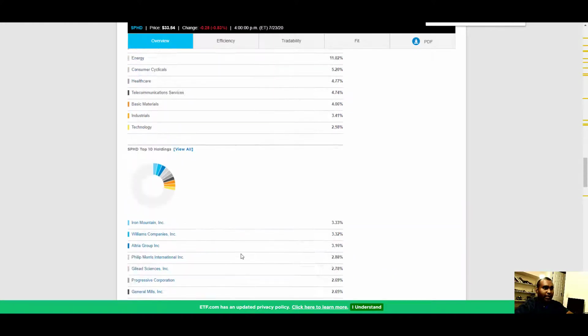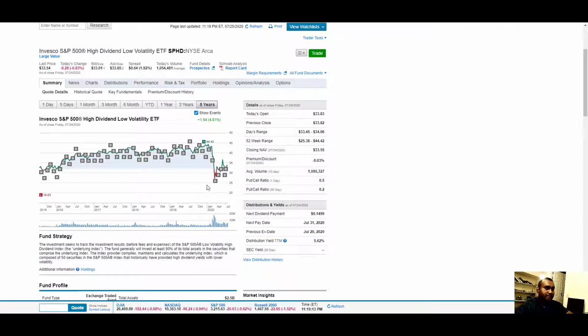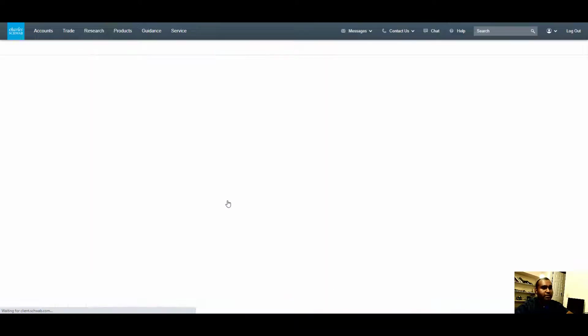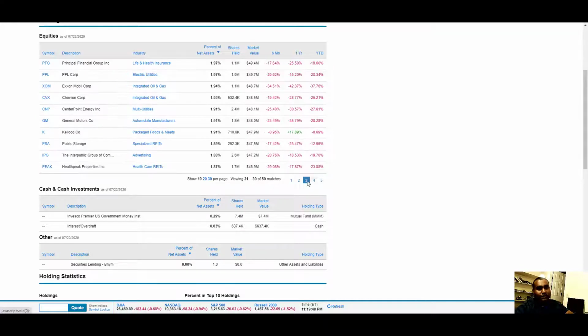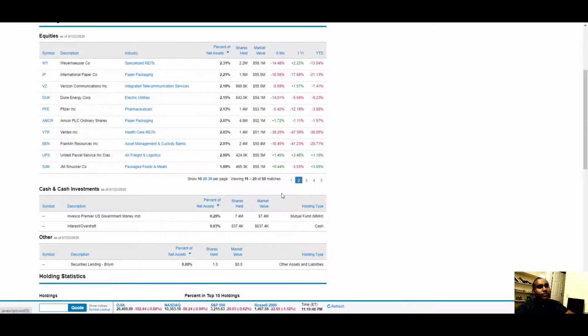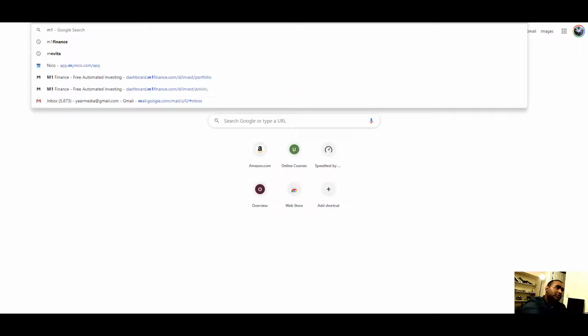But if you come back here, let's go back to their holdings. For example, if you go back to their holdings, you can see they have invested in all these companies. You yourself can go ahead and invest in these companies, and you can actually get more money. You would actually save money rather than if you were to go ahead and make a portfolio. You can actually do that by going to M1. M1 actually allows you to make a portfolio.